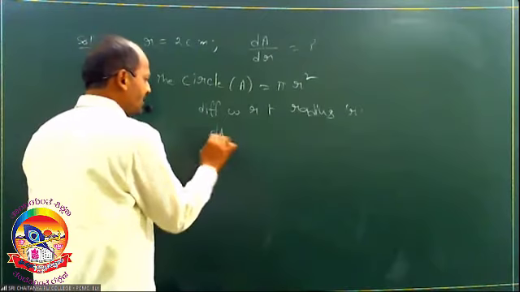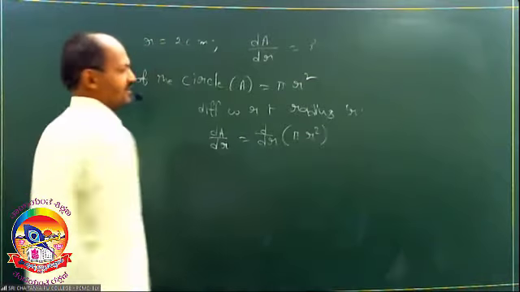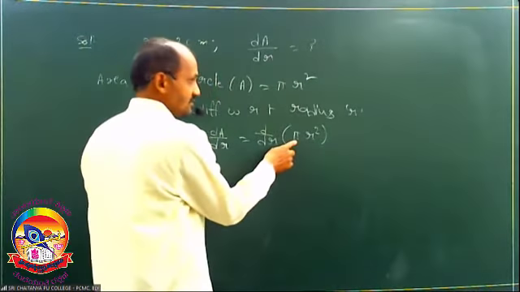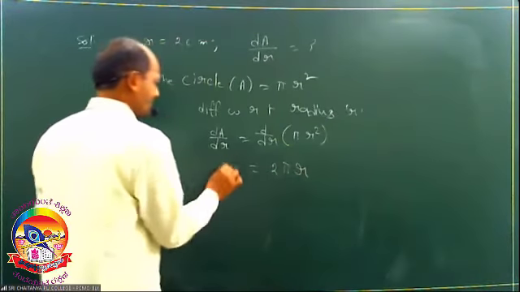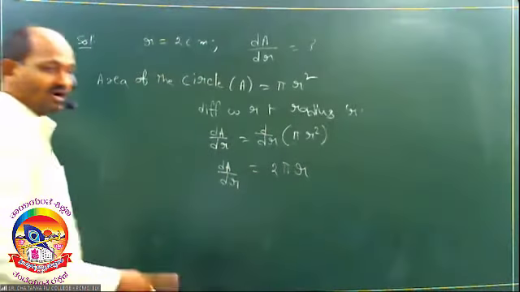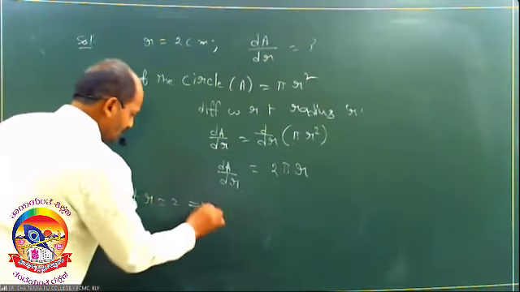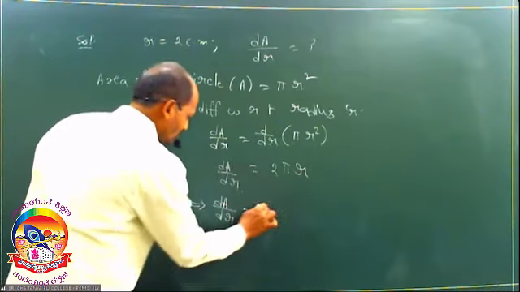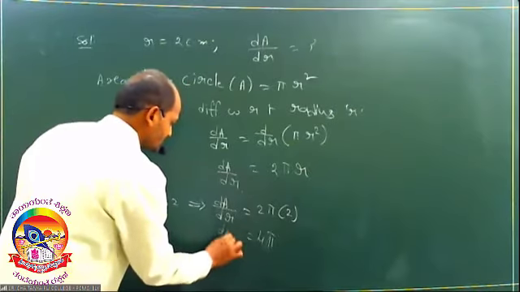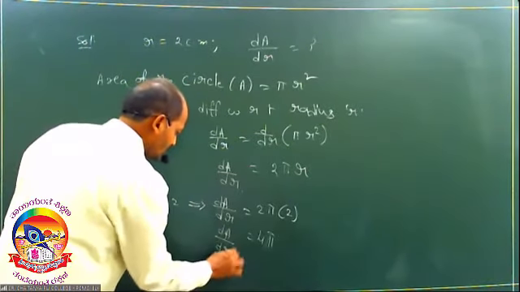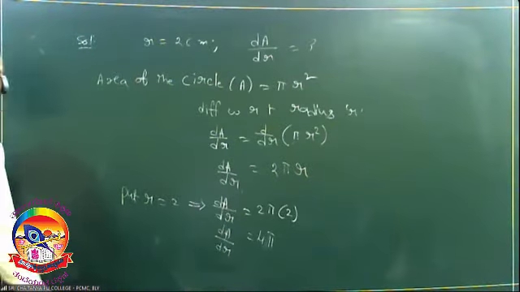That is, dA by dr is equal to the derivative of pi r square. Pi is a constant. What about the derivative of r square? 2r. So clearly it is 2 pi r. The rate is given at radius equal to 2 centimeters. Put r is equal to 2, then dA by dr is equal to 2 pi into 2. That is 4 pi. dA by dr with respect to radius. Copy this one. Rate of change objective is completed.